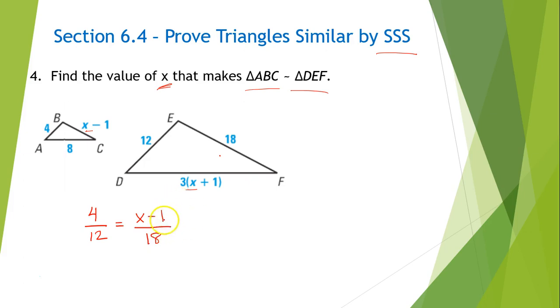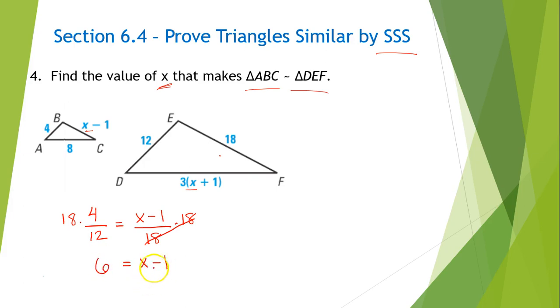Let's solve for x. In this one, if we multiply both sides by 18, because remember our variable here is in the numerator, we don't necessarily have to cross multiply. So let's multiply both sides by 18 to get rid of it from this side. On this side we have x minus 1. And then put these numbers together, 18 times 4 divided by 12, and you get the number 6.